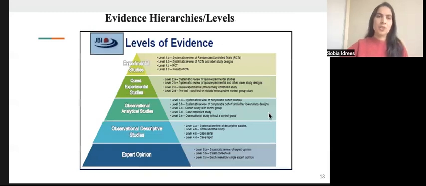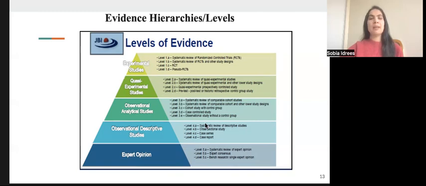Now, this slide shows the evidence hierarchies. We also call it evidence levels or levels of evidence. On this slide, you see a pyramid, and it has 5 levels, and each level has some specific studies. Now, these hierarchies or levels are assigned to studies based on the methodological quality of their design, validity of the studies, and applicability to patient care.